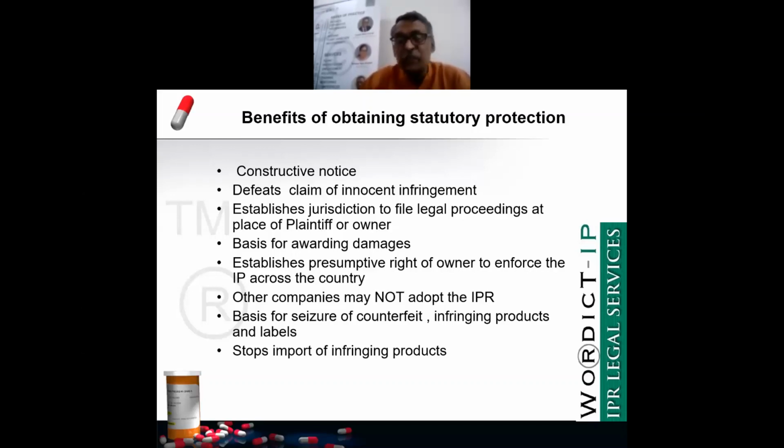But the benefit of obtaining a statutory protection also is a very good basis for seizure of counterfeit, infringing products and labels. I was quite recently, about 6 months back, involved in a counterfeit raid for one of the well-known perfume companies from the UK. There they had a registered mark, so it was easy for us to do the seizure of counterfeit material.